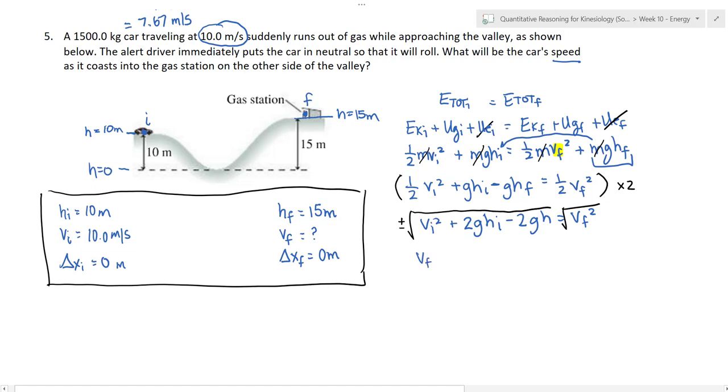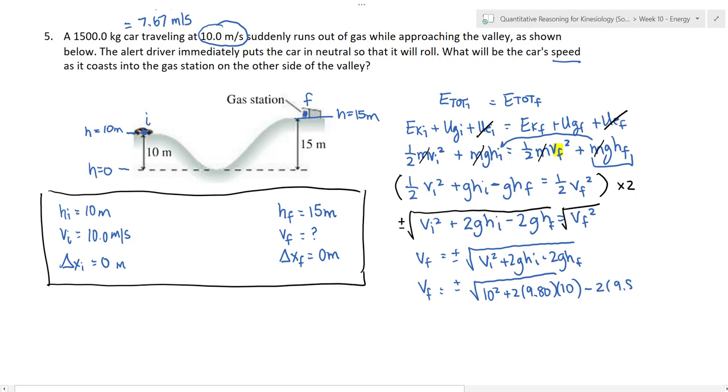So now I have V final is equal to plus or minus the square root of V initial squared plus 2GHI minus 2GH, and then this should say a final here. Final. All right, so it's a little bit easier to do it like this because you're not messing around with plugging in numbers on your calculator until the very end. So I'm going to sub in my numbers now. V initial was 10 squared plus 2, G is 9.8. H initial was 10 minus 2, G is 9.8. And H final is 15.